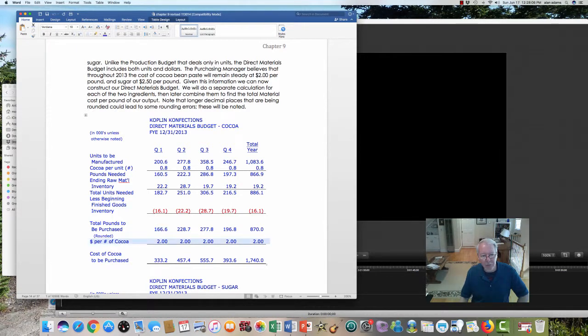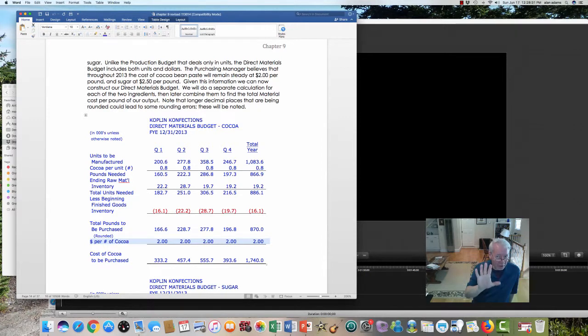I'm then going to multiply the cocoa by the rule I gave you up above. All right, the cost of cocoa bean paste, raw cocoa, will stay steady at $2 a pound. So I multiply the 166,600 pounds that I have to buy by $2. Now I've given my purchasing agent a second goal. Number one, how many pounds of cocoa she has to buy. Number two, how much she's allowed to pay for it.